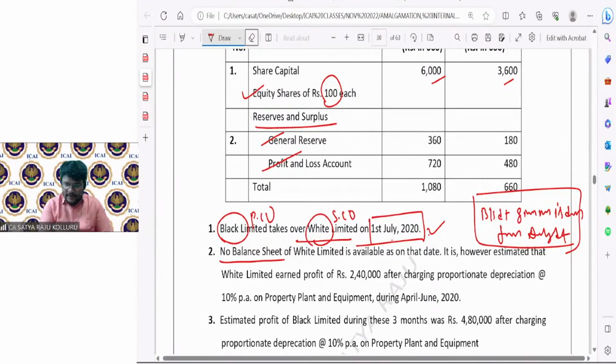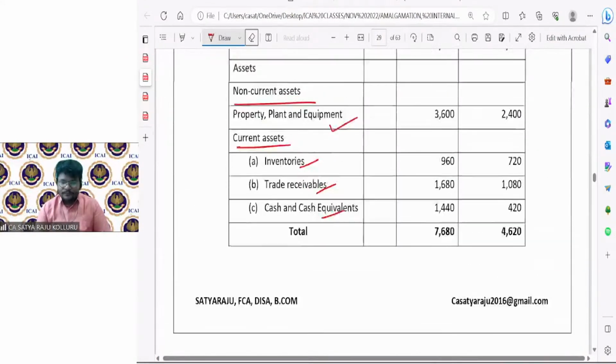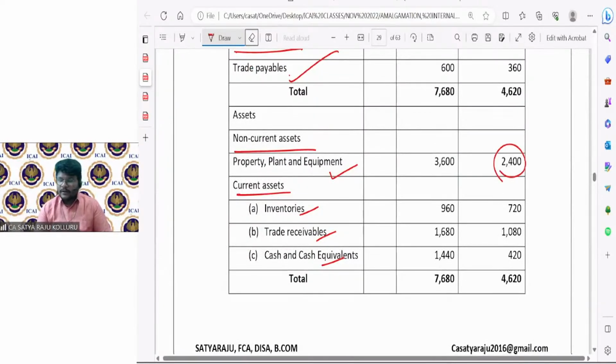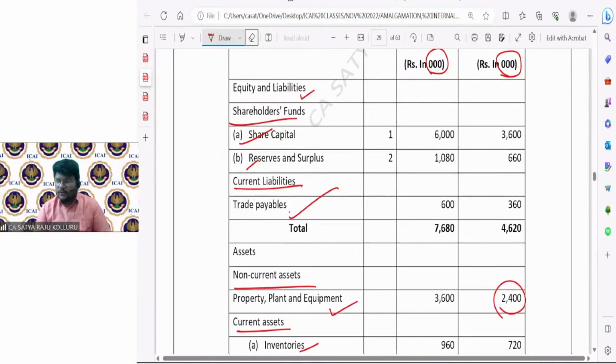No balance sheet of White Limited is available as on that date. So the selling company's balance sheet is not available as on 1st July 2020. However, it is estimated that White Limited earned a profit of 2,40,000 after charging proportionate depreciation at the rate of 10% per annum on PPE during April to June 2020. Let me work out the three months' depreciation first on the PPE. On the PPE, 3 months depreciation, 2,400, that is 24 lakhs. Rupees are in thousands, so directly you can consider the same figures.